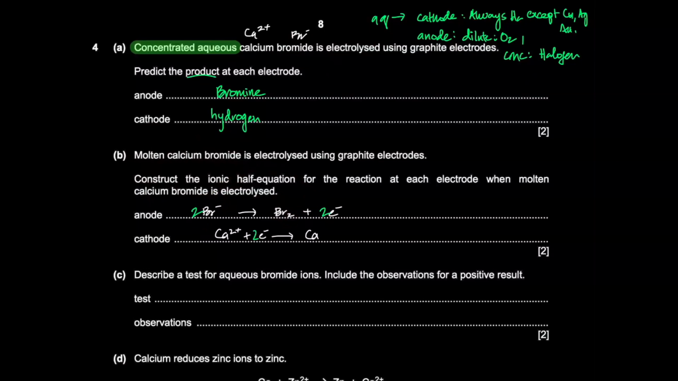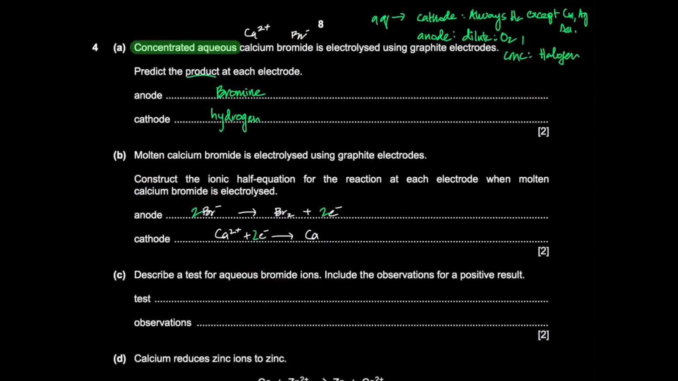Describe a test for aqueous bromide ions. Silver nitrate. For bromide ions, the test is silver nitrate. The proper reagent is acidified silver nitrate. It is basically dilute nitric acid followed by silver nitrate. But they accept silver nitrate, though I still write that down.